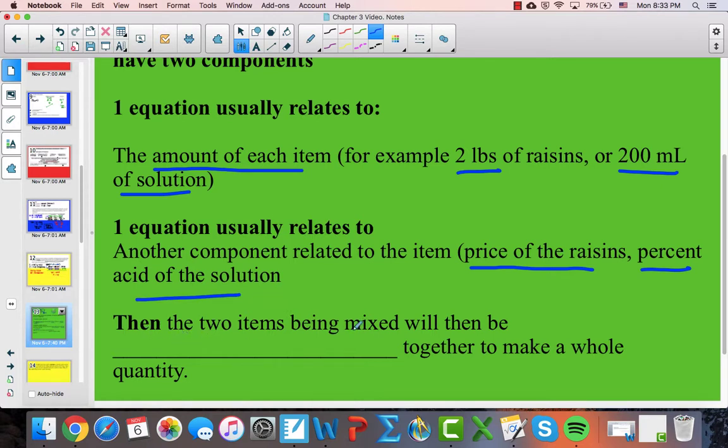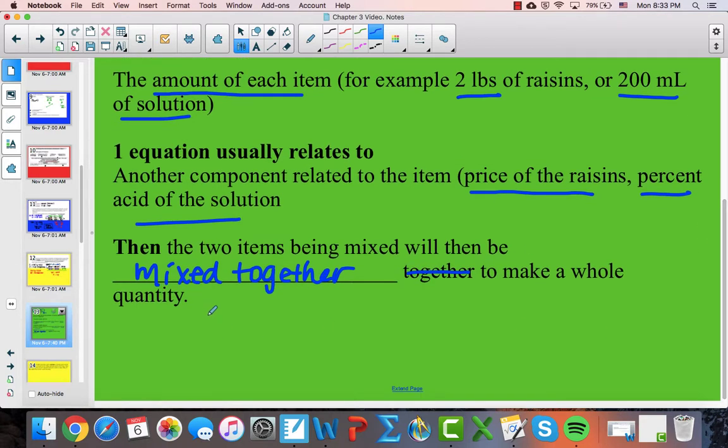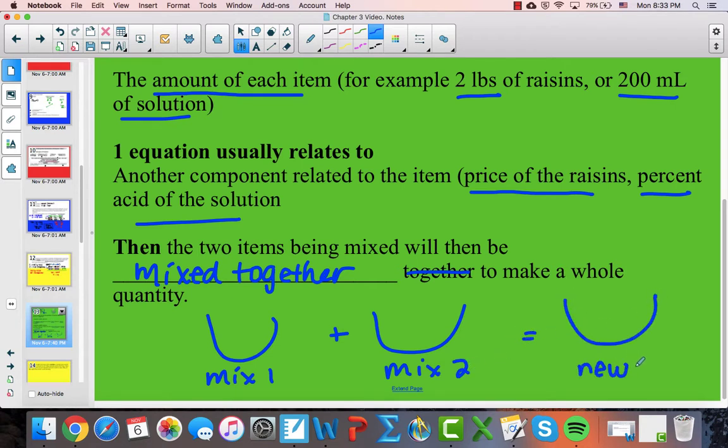All right, so then the 2 items being mixed will be mixed together to make a whole quantity. And if we really think about that, we're going to have mix 1 plus mix 2, and I could add more if there were 3 mixes, is going to equal our new mix, or whatever we're trying to get to. All right, so let's look at an example.